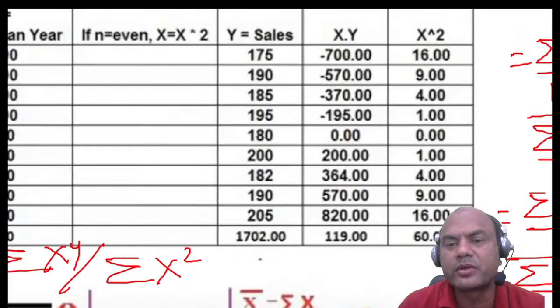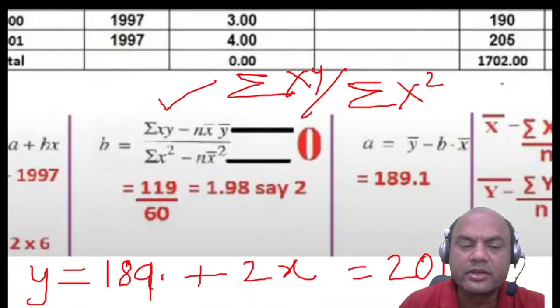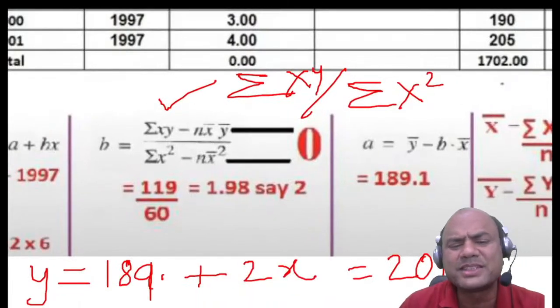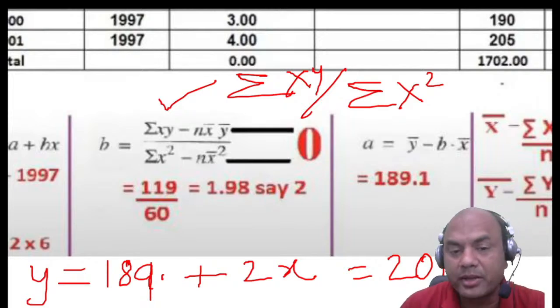What is summation xy? Look at this: 119. Upon what is summation x square? 60. Right? So 119 upon 60. You will get this answer: 1.98, so roughly say 2. So roughly you'll be saying 2 over here. So now you got b.